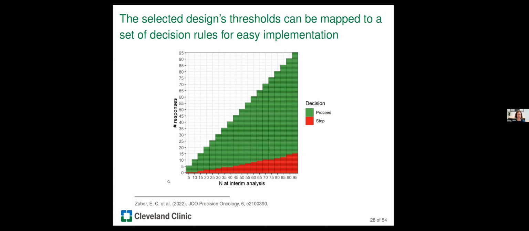So the decision rules can be either mapped to a table, or this is a plot of the decision rules where across the x-axis we have our sample size at interim analysis. And I think I forgot to mention that in my simulation study, I was monitoring after every 5 patients to allow for early stopping after potentially every 5 patients were enrolled up to the total of 95. And so here you could just make a decision at any point in the trial based on the sample size at the interim analysis and the number of responses, whether you would proceed, which is a green box, or stop the trial early if you fell into the red area on this plot.